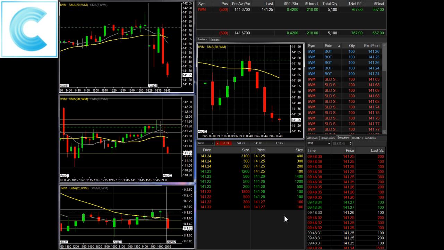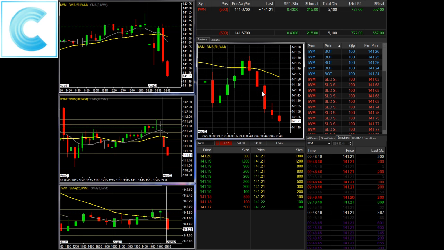Alrighty, market's definitely slowing down. As you can see, the path of these candles seems to be getting a little bit smaller, a little bit more confusion, or a little bit of contest between the bulls and the bearish players.